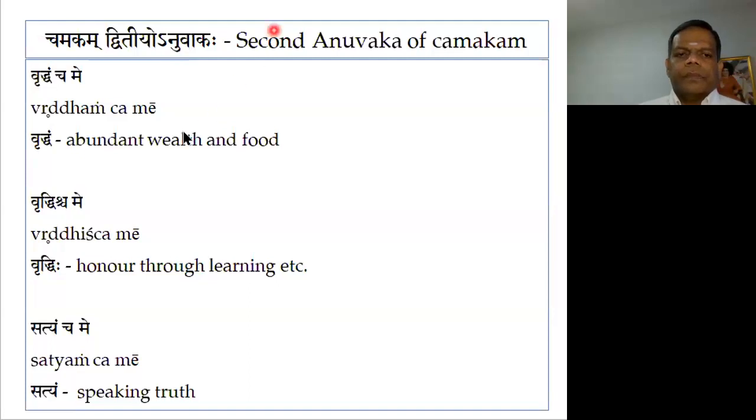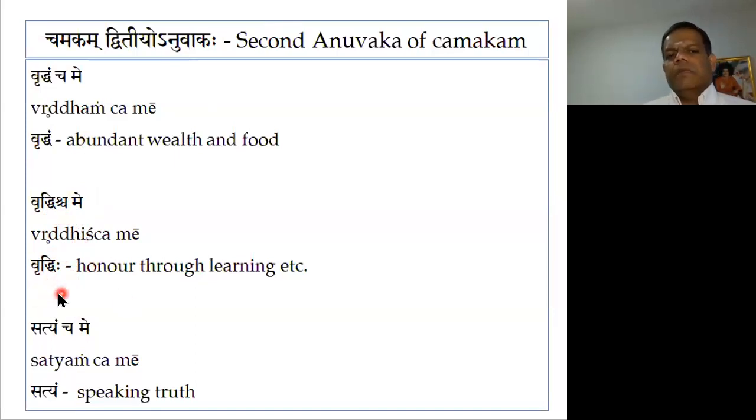Again, the visarga has become, in terms of pronunciation, dhi in riddhi. Again, it's the fourth letter in the third varga, so it has the aspiration. Vriddhischame. The visarga with riddhi has become ish because of sandhi.